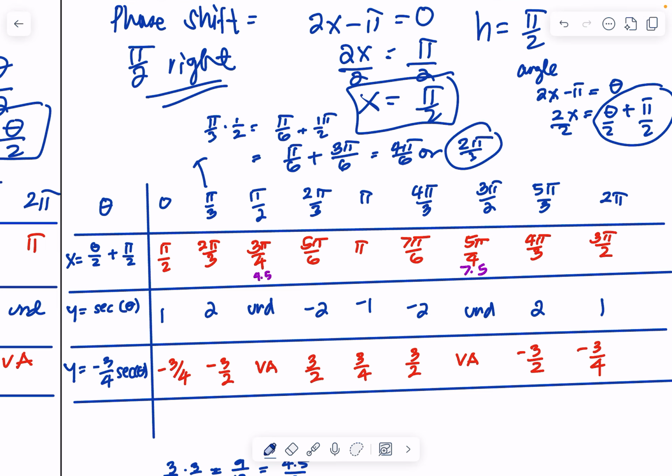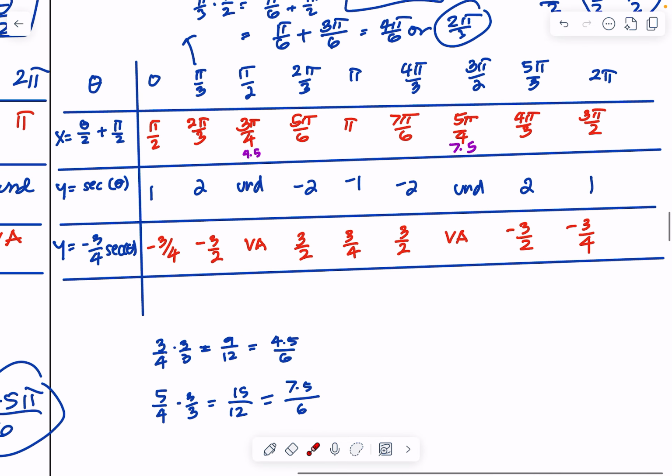So I did the same thing over and over to get all of these numbers. So please stop the video, pause the video, and then do it on your own to figure out how to get each of these numbers. And again, the purple signifies that we're converting 3/4 into something over 6.